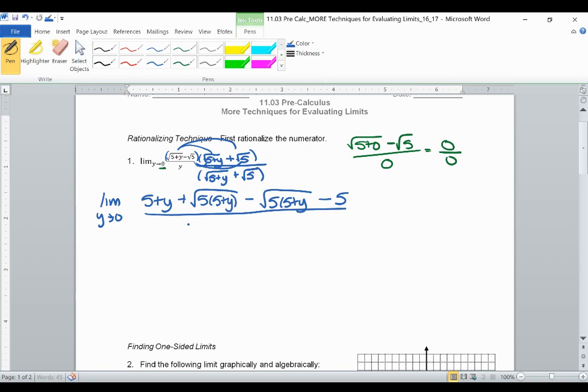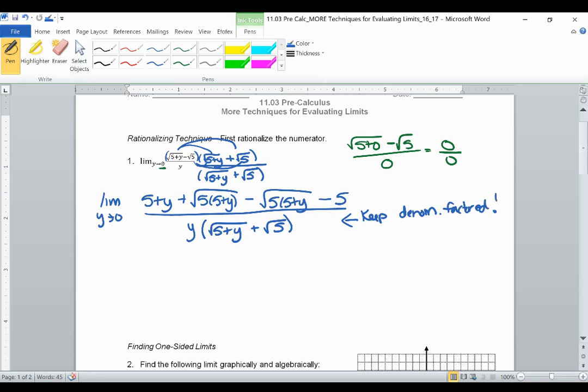And I want you to try to keep your denominator in factored form. It will help you a lot later on. I know I mentioned this last time as well, and it just saves you a little bit of work if you keep your denominator factored.